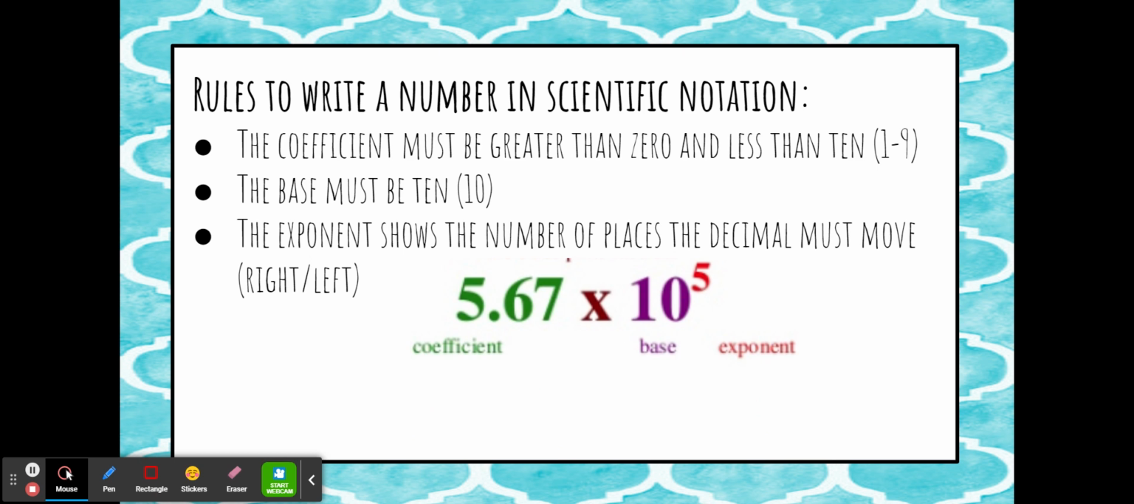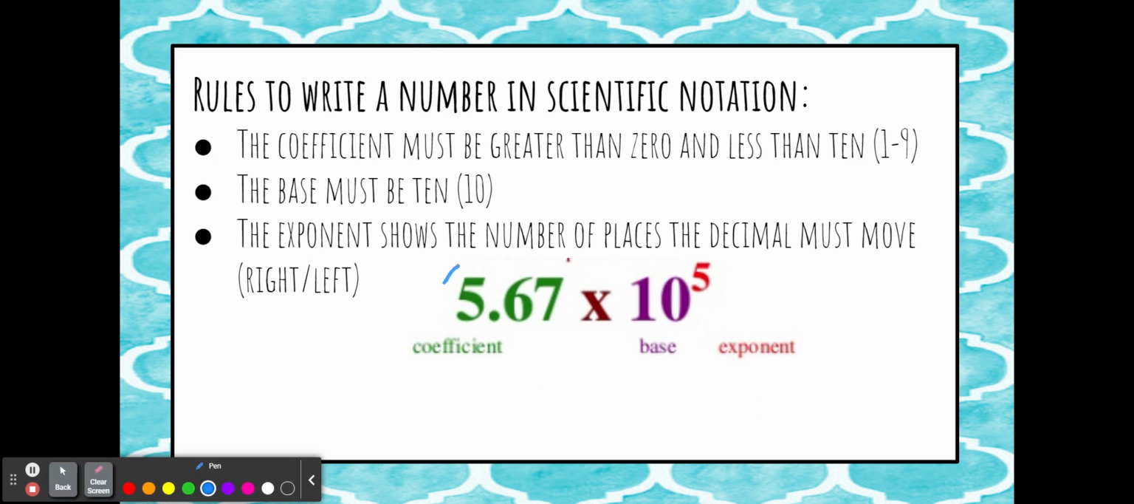There are some rules in writing numbers in scientific notation. 1, the coefficient must be greater than 0 and less than 10. So 1 through 9. The base must be 10. The exponent shows the number of places the decimal must move, either right or left.